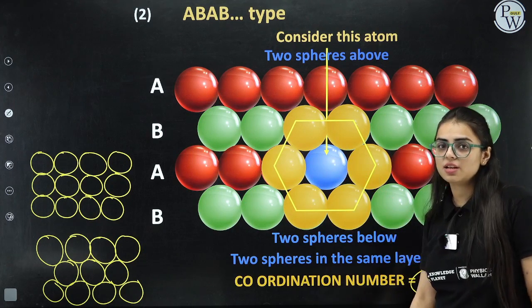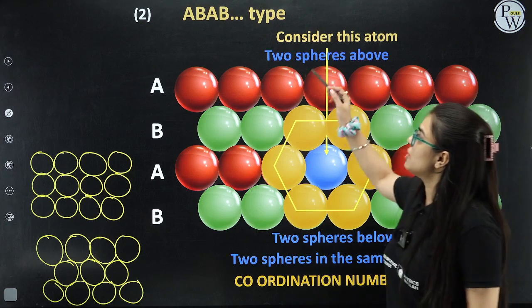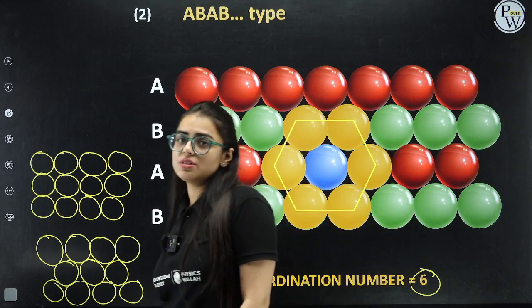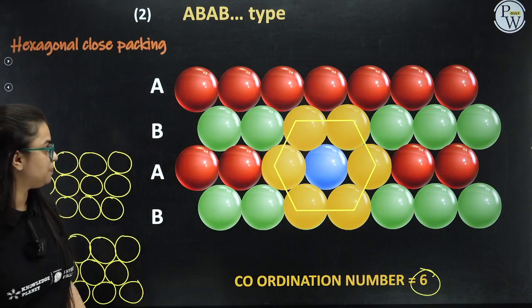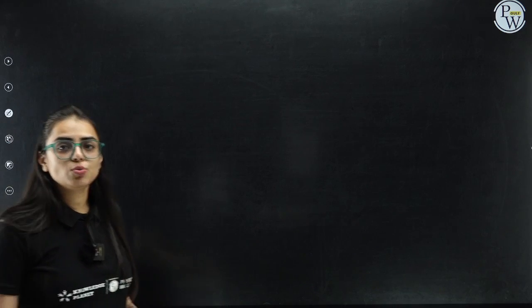Moreover, it forms a hexagon. So it is hexagonal close packing, also referred to as AB type. What it is referred to as, guys? AB type. Clear? This is all about the 2D close packing, students.